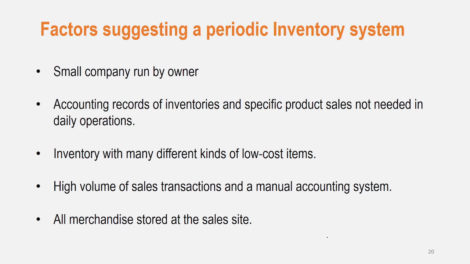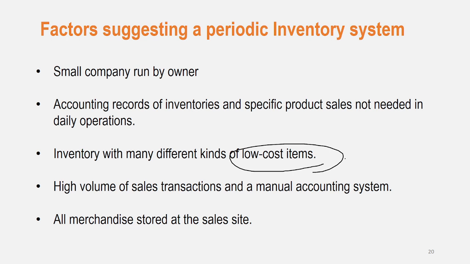The third factor that suggests a periodic inventory system is inventory with many different kinds of low cost items. So when all items are low cost, businesses with inventories consisting of many different kinds of low cost items can benefit from a periodic inventory system, because it provides a simplified approach to inventory tracking, especially when items don't individually justify the cost of continuous monitoring.